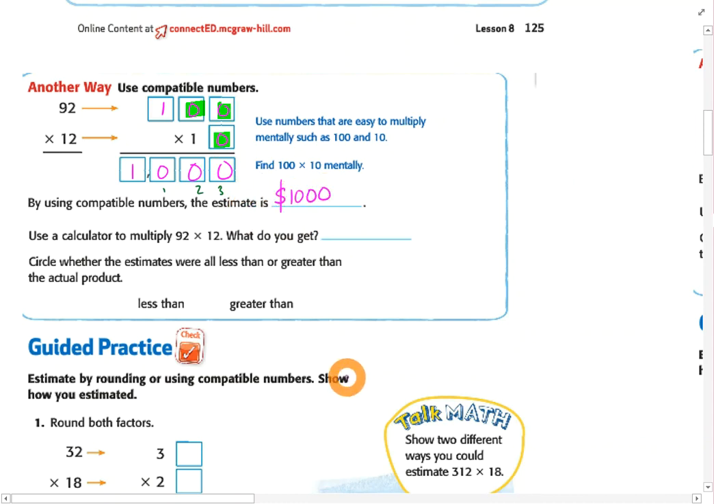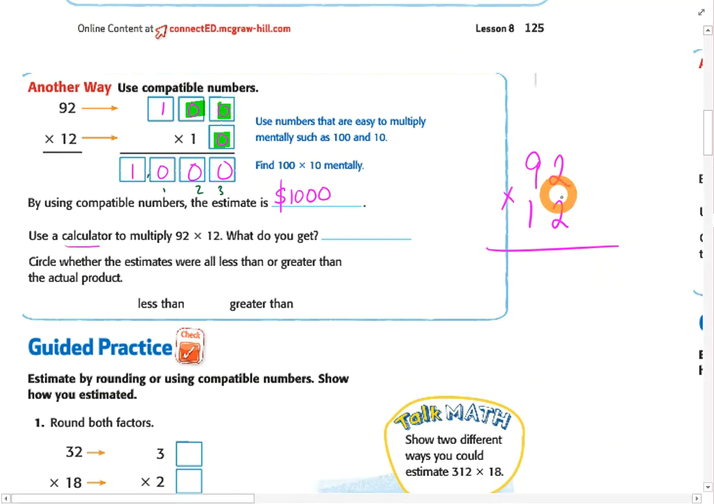an estimate would be it's going to be about $1,000 for those 12 geckos. Well, if we use a calculator, which we're not going to, because in 5th grade we don't use calculators. We can do this, we need to know our application to it. So if I take 92 and multiply it by 12, I can find the actual true answer.